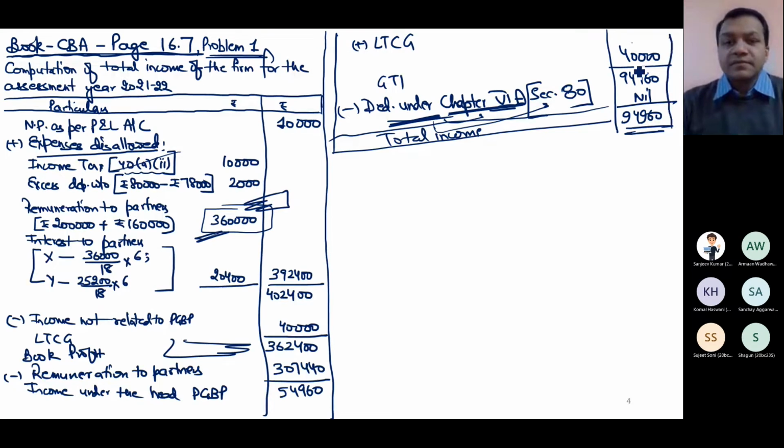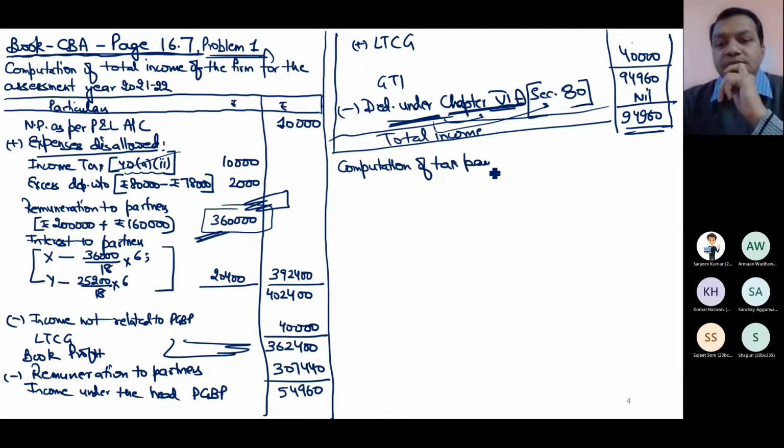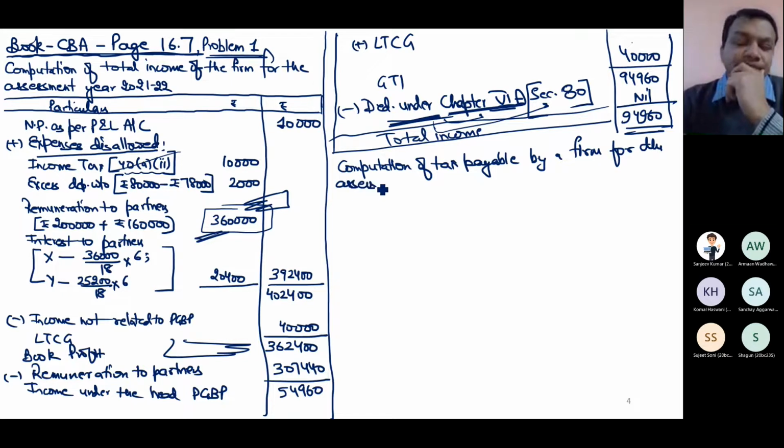Now that it is the total income of the firm, let us compute the tax liability. Computation of tax payable by a firm for the assessment year 21-22.